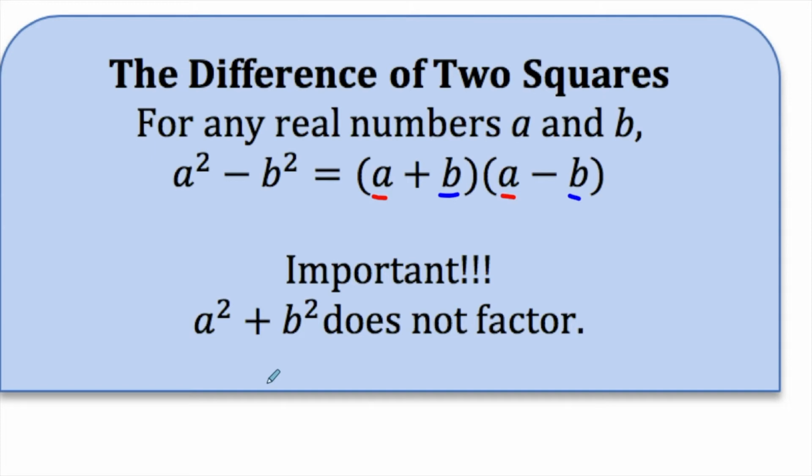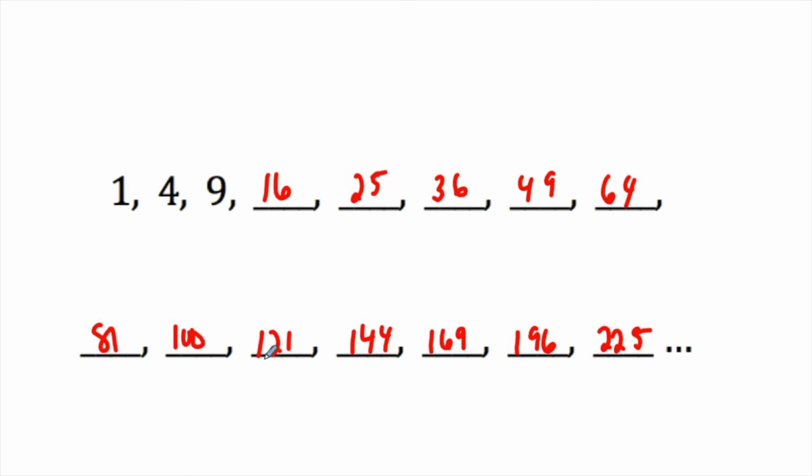We're going to fill all those in. Those are the perfect squares. 1 squared is 1, 2 squared is 4, 3 squared is 9. We're going to fill in the rest of those. 4 squared is 16, 5 squared is 25, 6 squared is 36, 7 squared is 49, 8 squared is 64.